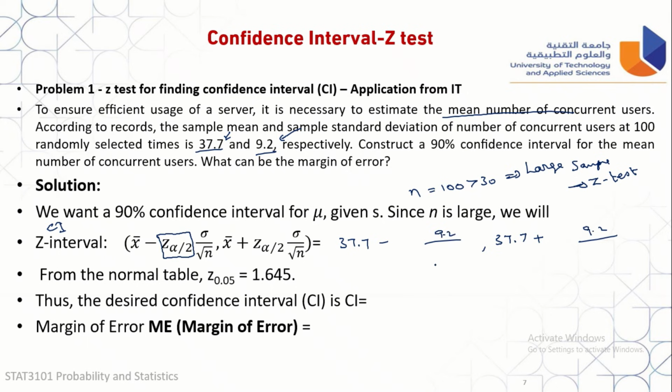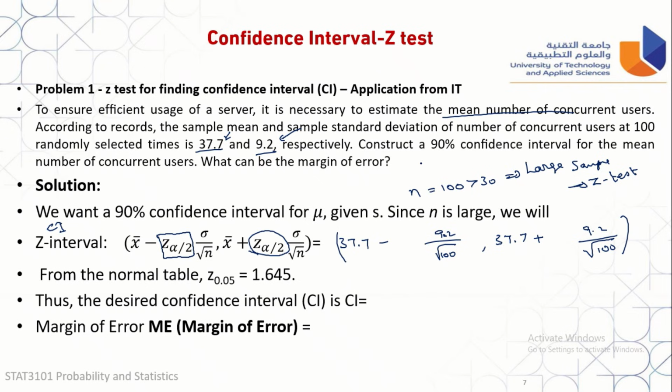It is based on the concept that if you don't know the population standard deviation, then you can use the sample standard deviation as the best approximation for population standard deviation. So it is square root of n. What is n? N is 100. So now what am I left with? I have to calculate z alpha by 2.